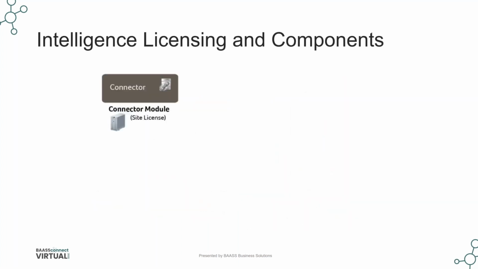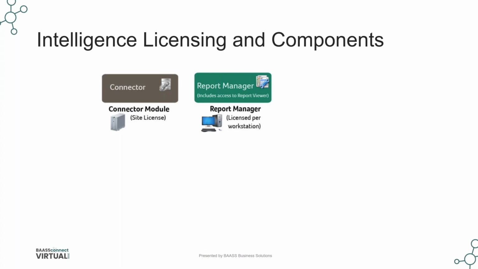Quickly about the Intelligence licensing components, connectors. For those of you who would like to consolidate or combine multiple Sage 300 databases, or connect to other data sources, the connector module is what you need. This is a site license, so you would only require one. As mentioned earlier, one copy or one license of Report Manager is included with all Sage 300 installations. However, this is what we call a per workstation license, and I'll explain that a little bit later.